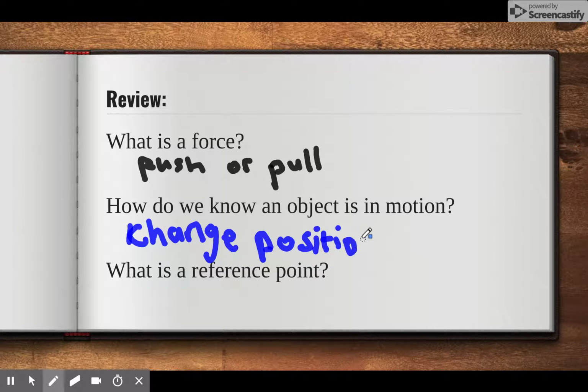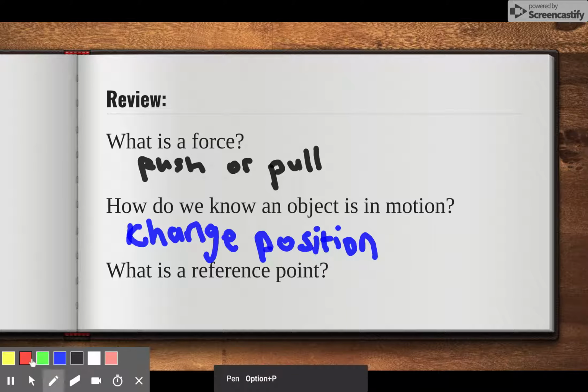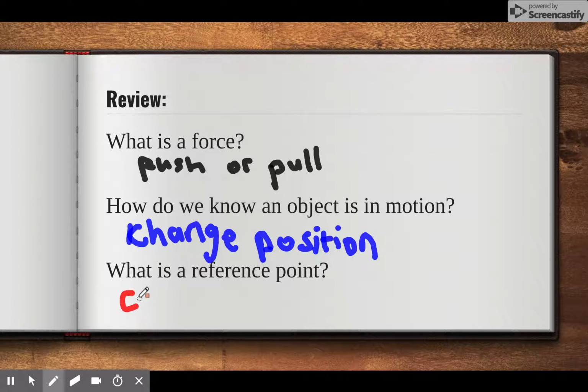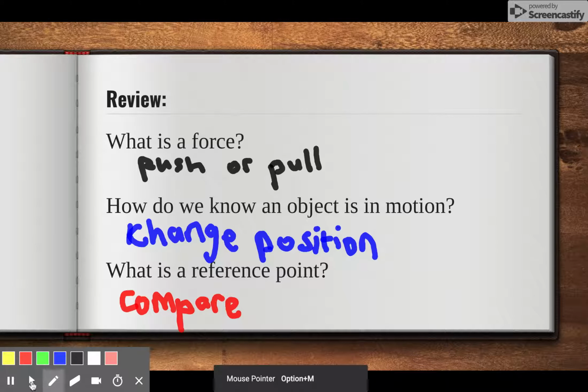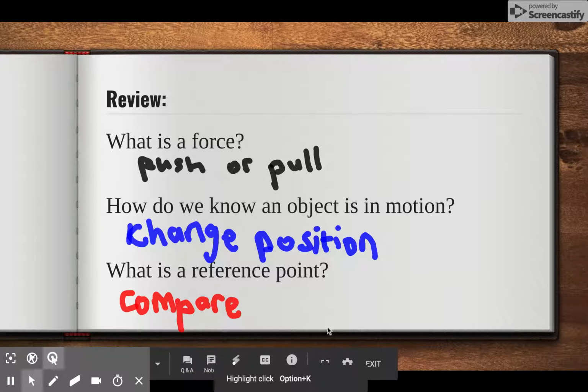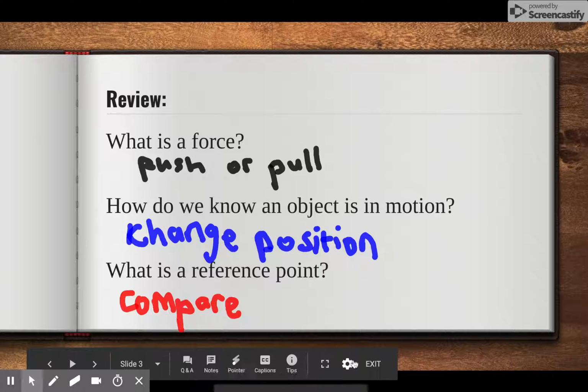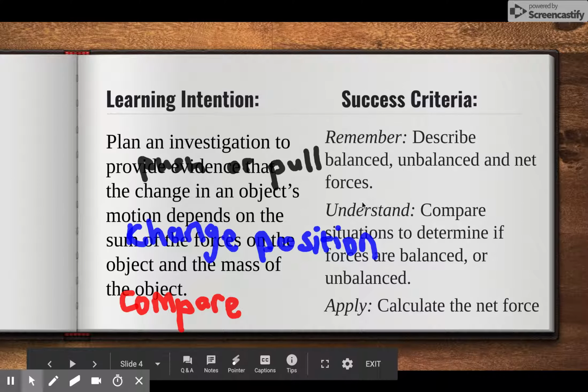And the way that we do that is by using a reference point. The reference point tells us the location, or it's what we compare the movement to. So it's a specific location that we can compare another object to see if it's actually changing position or not. All right, then next, if we keep going.